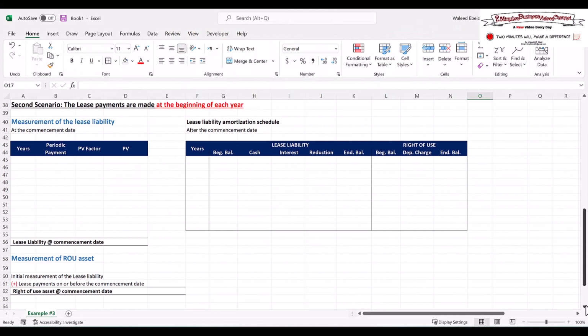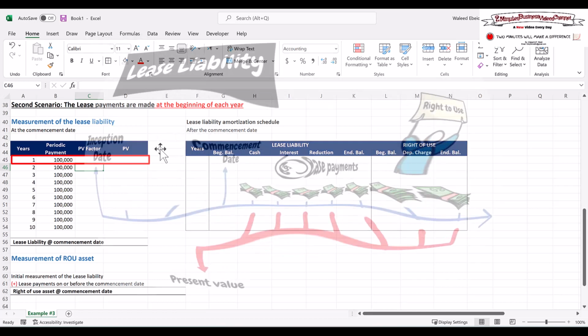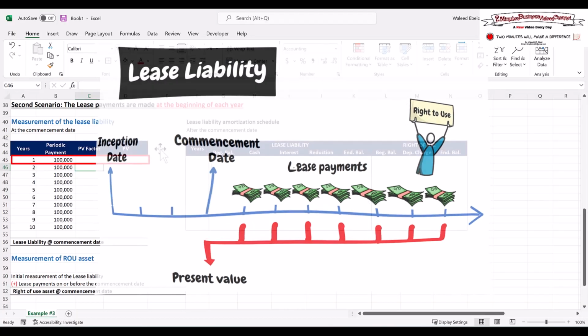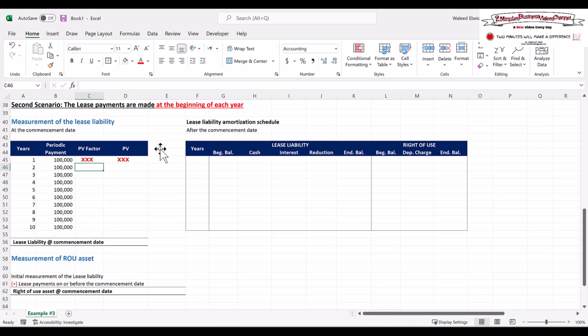So back to our schedules, and here are the years in the first column. Then the lease payments in the second column, but note here that the first lease payment is not included in the calculation of the lease liability, as it is already paid at the beginning of year 1, which is the commencement date. Recall that the lease liability by definition is the present value of the lease payments that are paid after the commencement date, and not on, or before the commencement date. So, ignore the first lease payment here when calculating the lease liability.